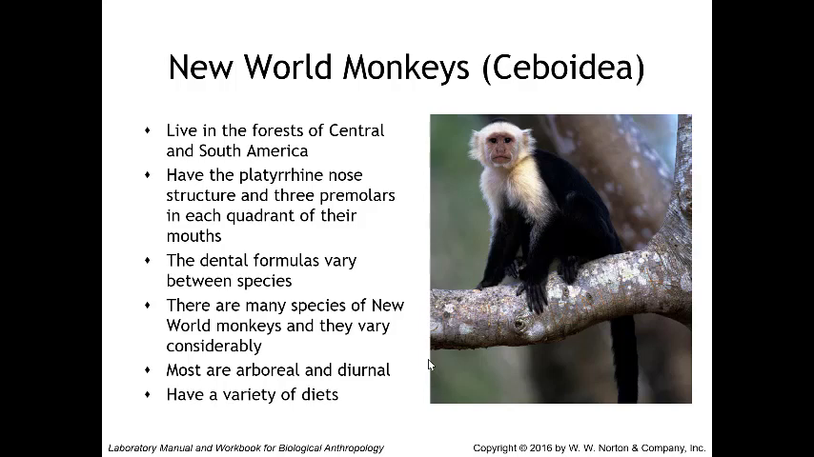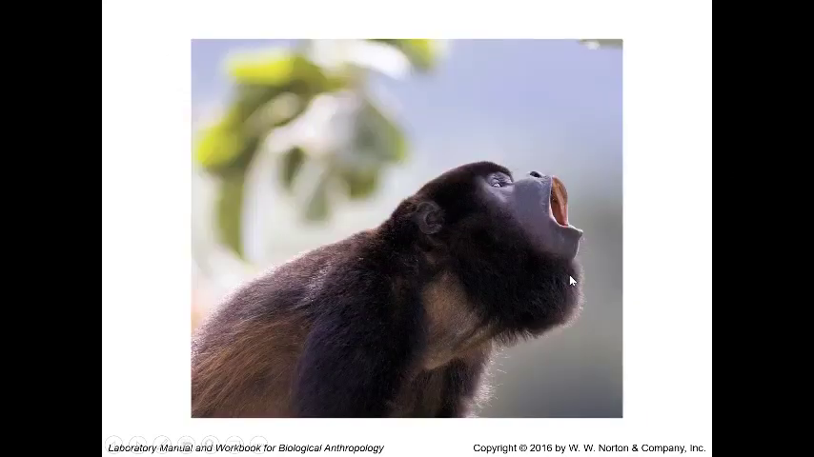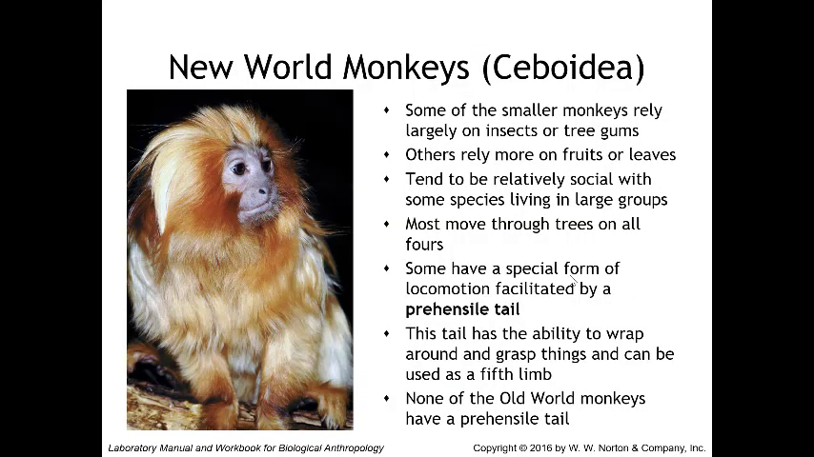So here, this is probably one of the more famous New World monkeys, used a lot of time for movies and TV shows. This is a capuchin monkey, right? Here we have a howler monkey, just to give you an idea of how different they are. Howler monkeys are one of the loudest animals on Earth. They make howling vocalizations to mark and to defend their territories and their females. Right, so we have capuchins, howler monkeys, and then we have these. So some of the smaller monkeys rely largely on insects and tree gums as their primary diet source. Others will rely more on fruits or trees.